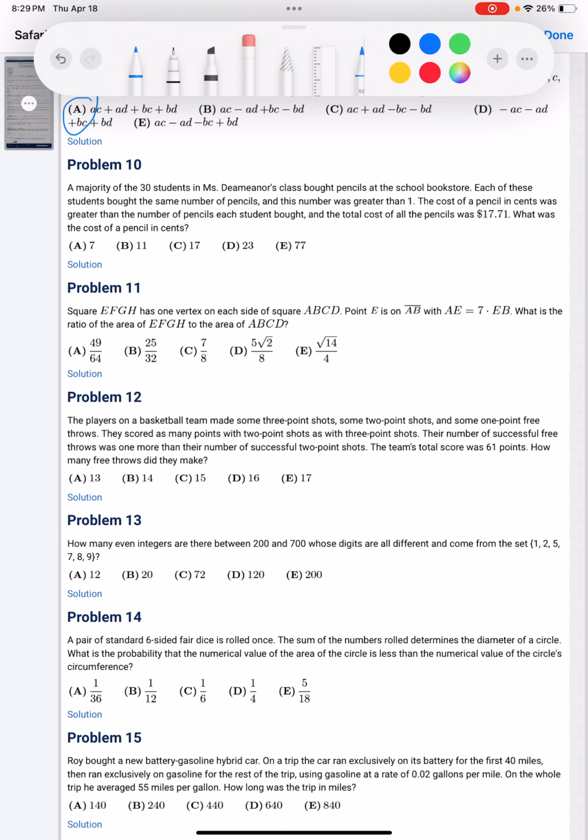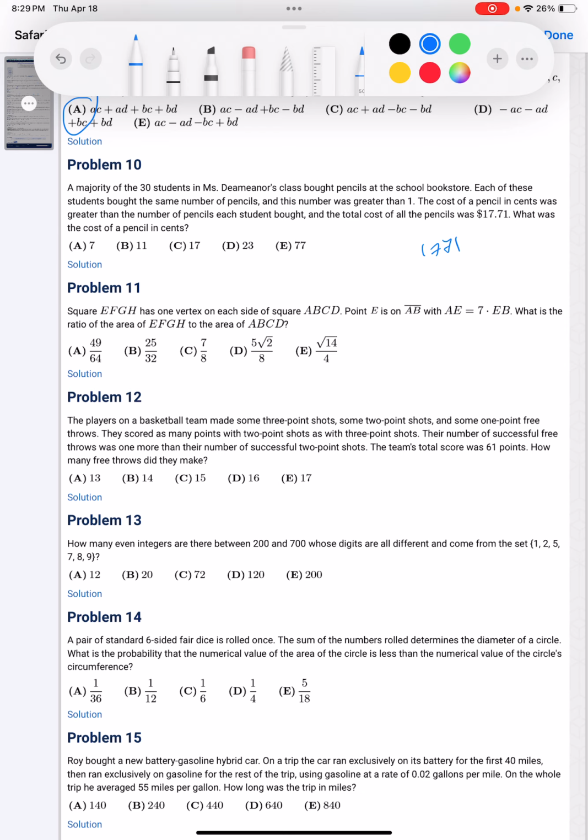So you can think of $17.71 as 1771 cents because we're going to have the same factors, right? Okay. This is not divisible by 3. Maybe it's divisible by 13 or 17. We'll see. Maybe it's divisible by 11. We'll see.